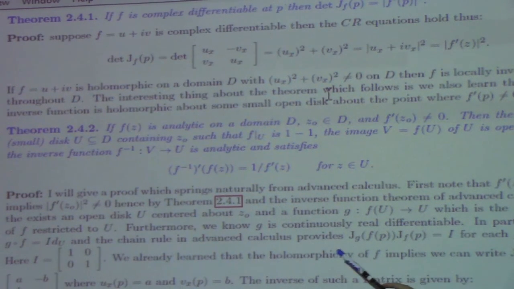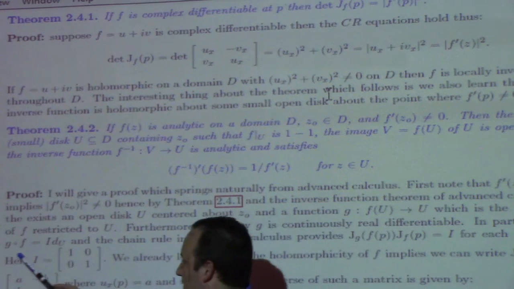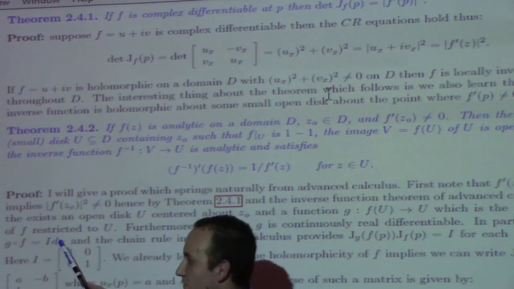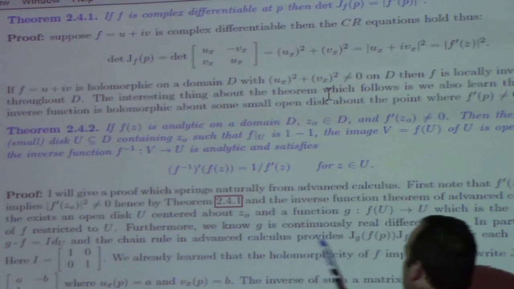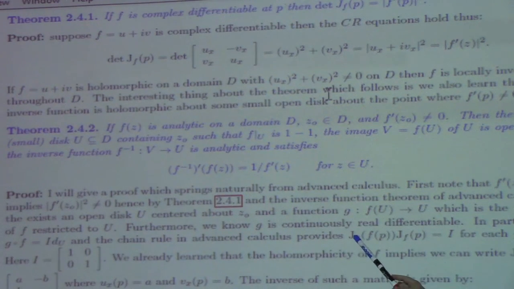So you have that there is some inverse, so G composed with F is the identity on U. So the chain rule from advanced calculus says if you differentiate that, it amounts to saying that the Jacobian of G at the inside function F times the Jacobian of F at P is equal to the identity, all right? Which is to say that this is the inverse of that matrix, right? If you have two matrices multiplying to equal the identity, one of them is the inverse of the other.